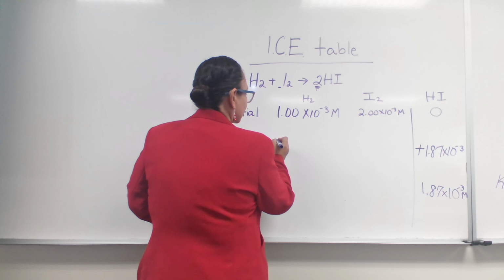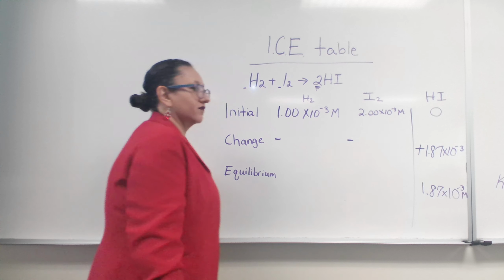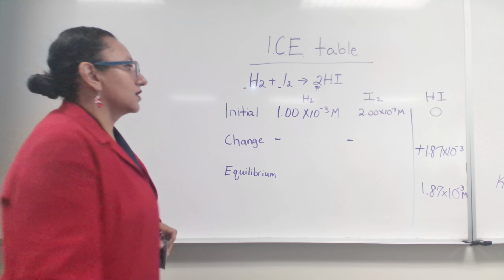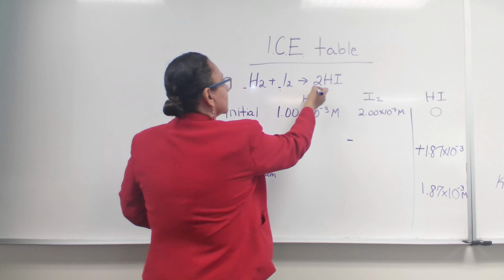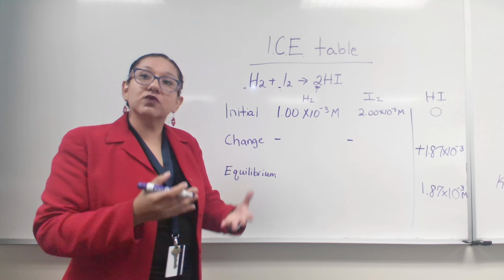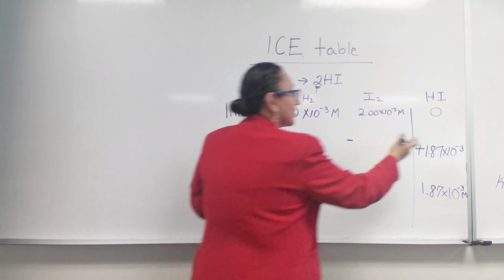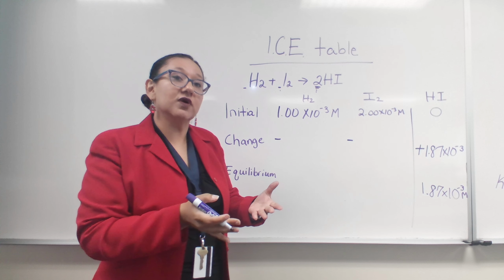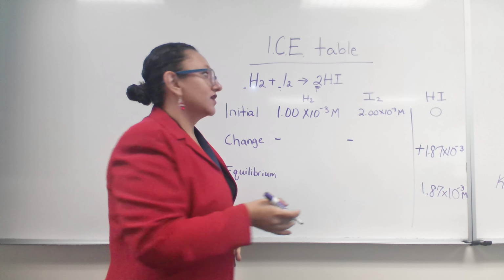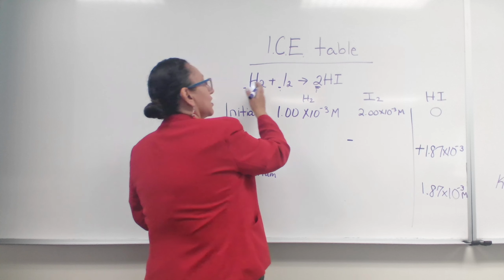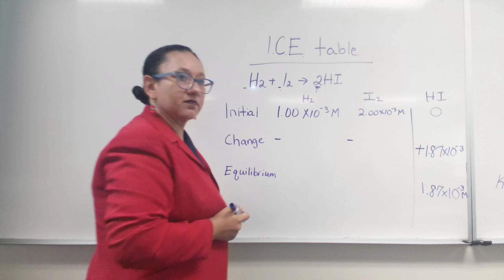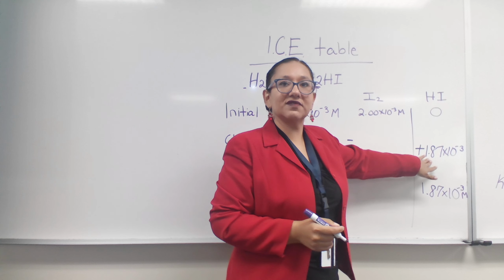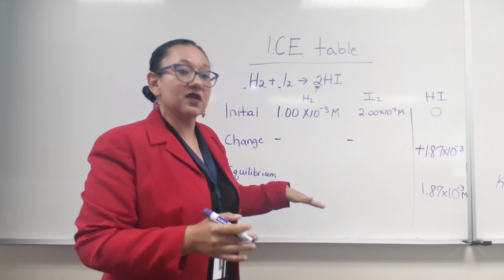What did I subtract from these? This is the tough part. If this were a 1-to-1 molar ratio, whatever I added here would be subtracted here. But it's not. This is a 1-to-2 ratio. So for that, whatever 1.87 times 10 to the negative third divided by 2 is. Does anybody have that?